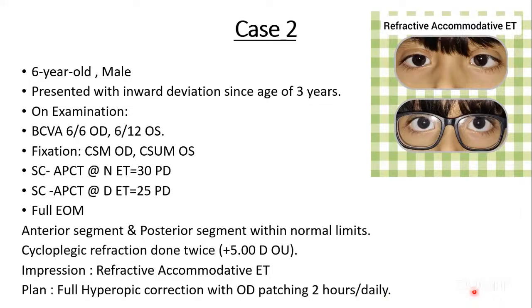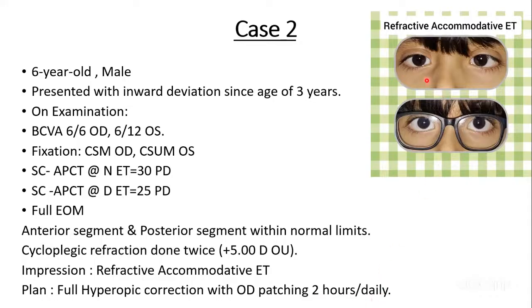But in the large classification, whether it is fully or partially, this is considered fully refractive accommodative, and you don't need to do anything for that residual 8 prism diopter. Usually we don't do surgery for such a small angle. So in this patient, we give the full hyperopic correction, and because the patient is having mild amblyopia in the left eye, we also do right eye patching 2 hours daily.